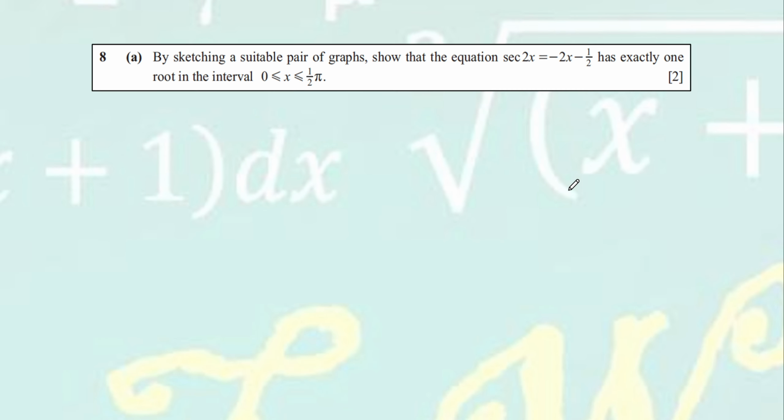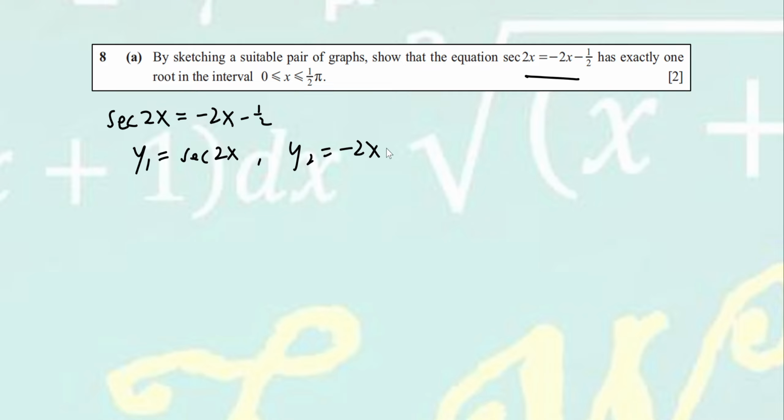Okay, next, question number 8. A. By sketching a suitable pair of graphs, show the equation has exactly one root in the interval x between 0 and half pi. So now sec 2x equals to negative 2x minus half. That means my y1 is sec 2x. My y2 is negative 2x minus half. I need to show that there is only one intersection point.